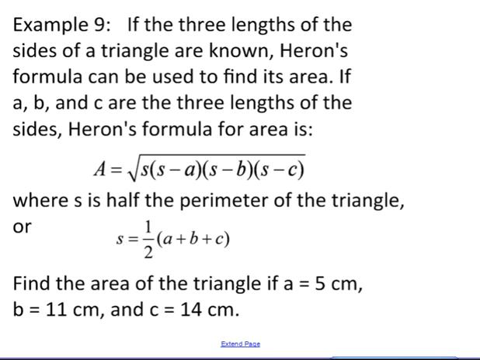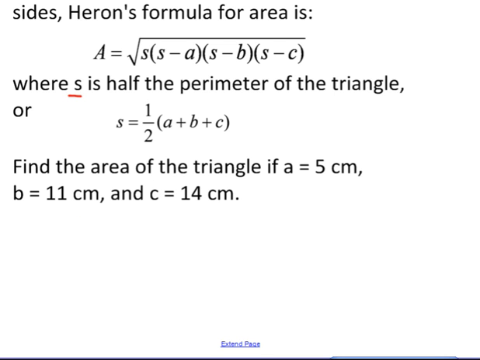Another word problem, but again I give the formula. Be careful here. S is the half of the perimeter, so add up the sides and divide it by 2, and that's S. Find the area of the triangle if A is equal to 5, B is equal to 11, and C is equal to 14. So the first thing we have to do actually is find the perimeter, okay, because that's our S.